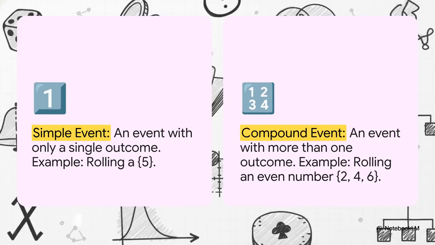And we can even get a little more specific here. If our event is just a single outcome, like the event of rolling a 5, we call that a simple event. But if it has more than one outcome in it, like our rolling an even number example, we call that a compound event. Simple as that.